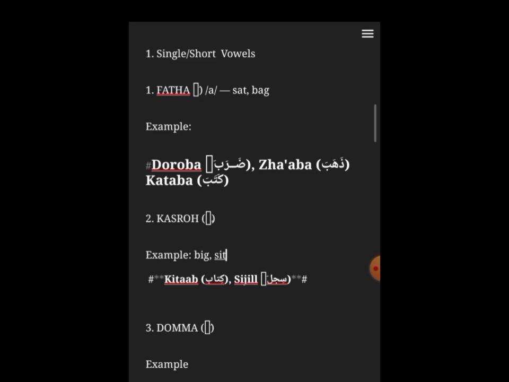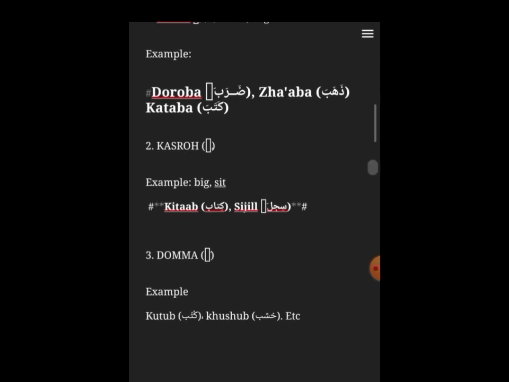Now let's look at the third type of short vowel, and this is dhamma. The name of the vowel is dhamma. However, the sound is O. Just like you have this. The sound is O, as in the English word put. Put. Okay? Look. Cook. In that manner. So we have here the dhamma, it sounds O, just like you've just learned.